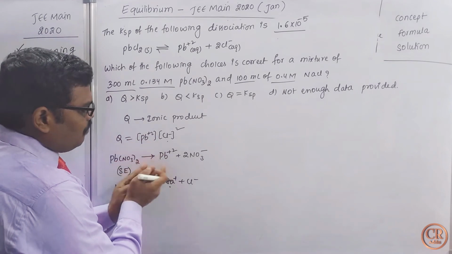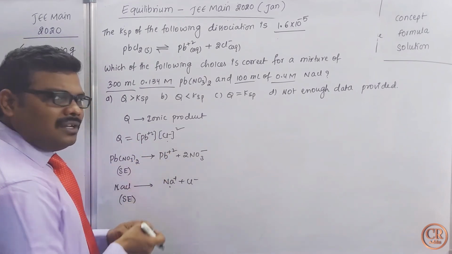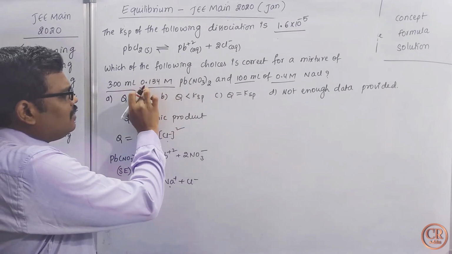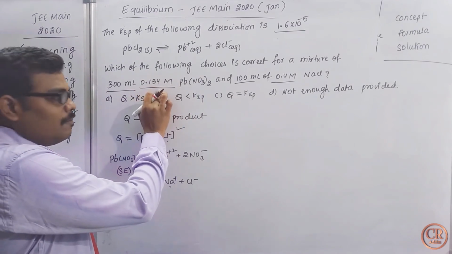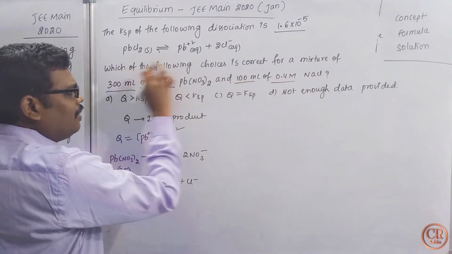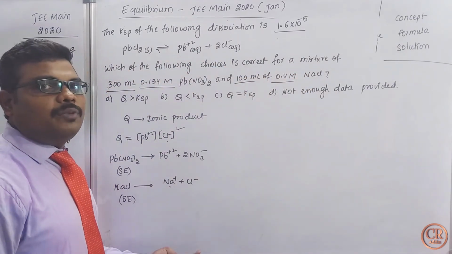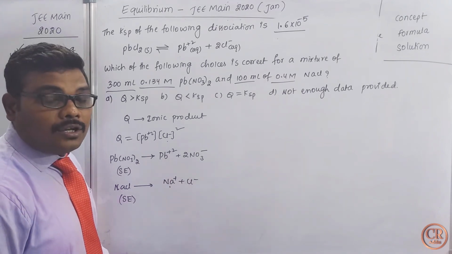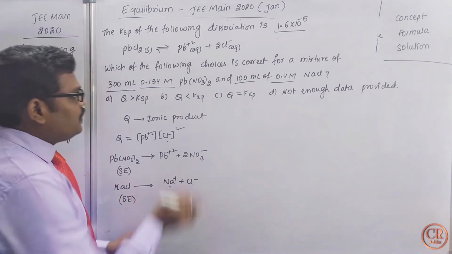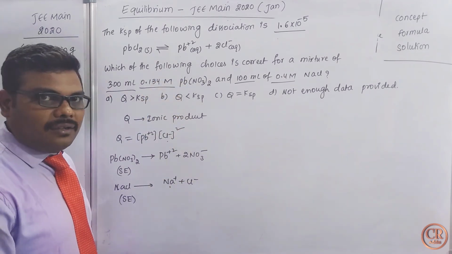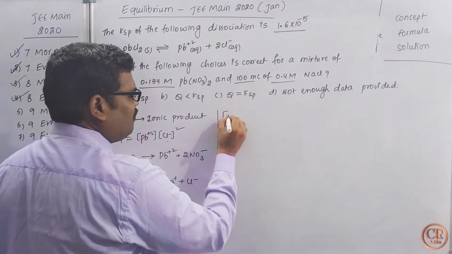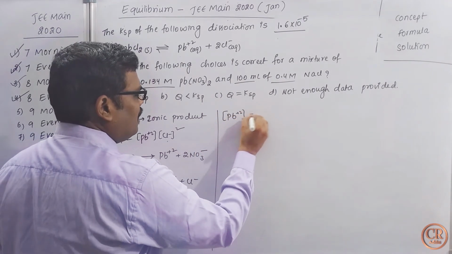But we have to calculate concentration of Pb2 plus. If you take the concentration of lead nitrate, that is 0.134. But when you mix both, the volume is changing. See, you have 300 ml and 100 ml. Total volume is becoming 400 ml. So we have to calculate lead ion concentration in 400 ml. So don't substitute this concentration value directly. It becomes wrong. So first we have to calculate concentration of lead ion in 400 ml.